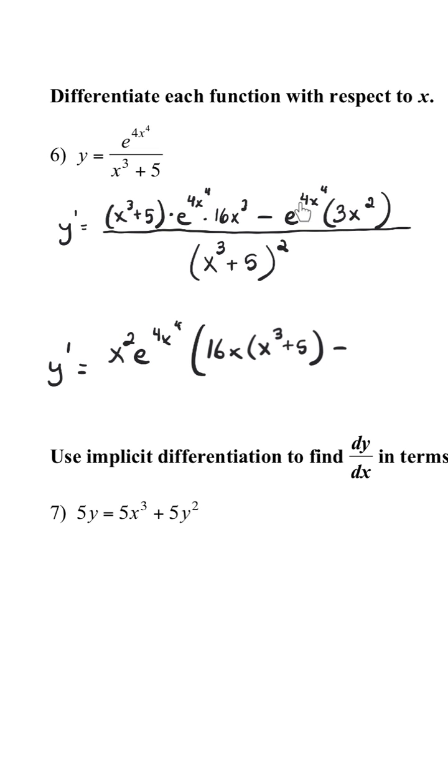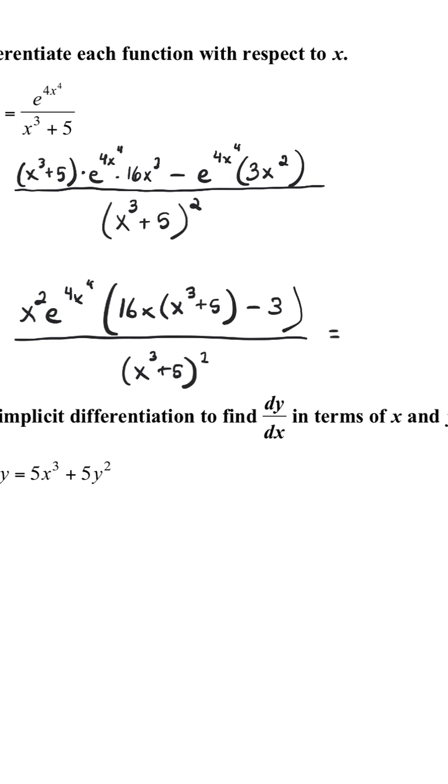From this side, the e to the 4x to the 4th came out. The x squared came out, so that just leaves a 3. And then we can just simplify inside here. We're going to have 16x to the 4th, and then 16 times 5 is 80, so that's 80x.